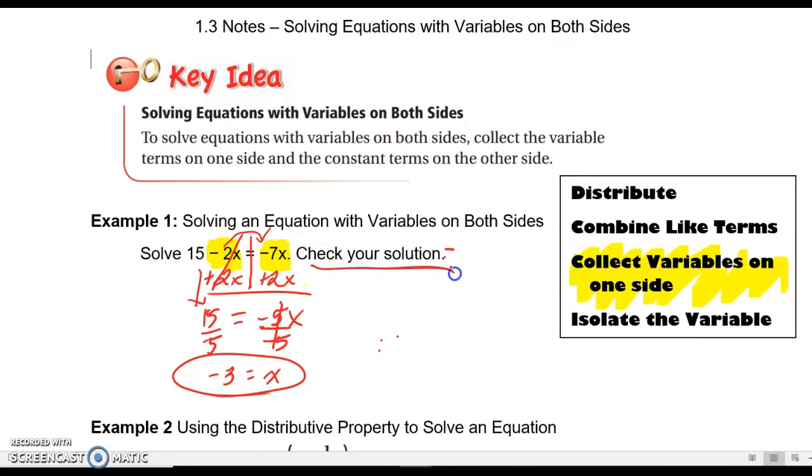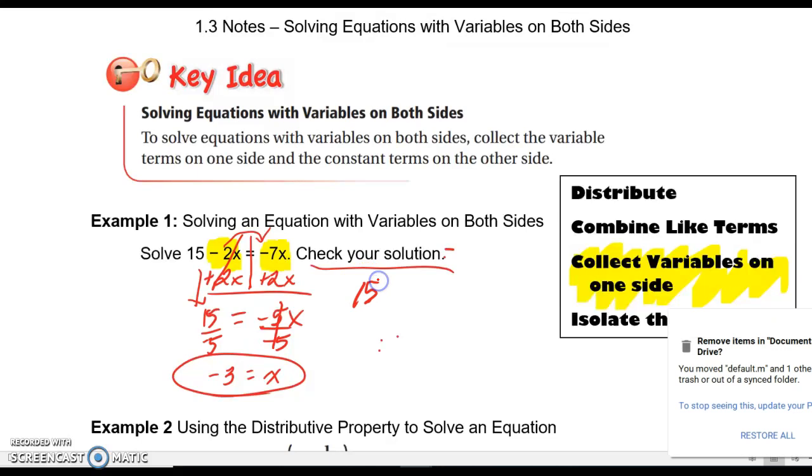Okay, if you notice, it asks us to check. So remember, for the check step, you take the solution that you found, you plug it in place of x on the left and in place of x on the right. So it'll say 15 minus 2 times negative 3 is equal to negative 7 times negative 3.